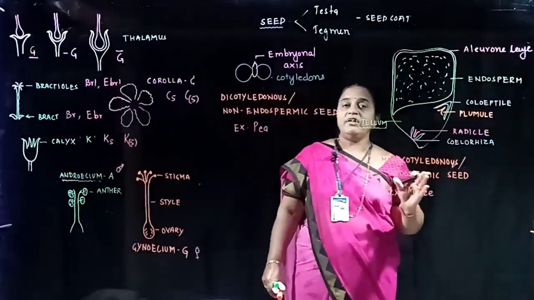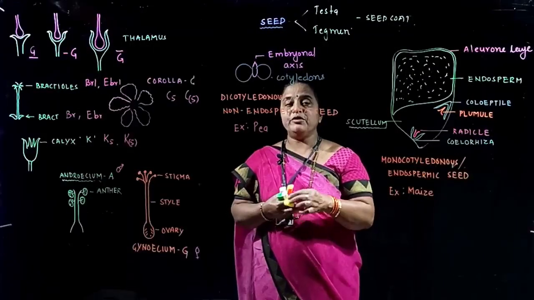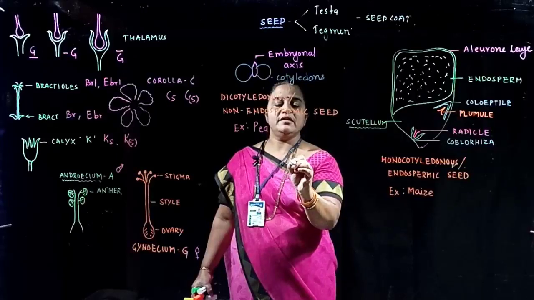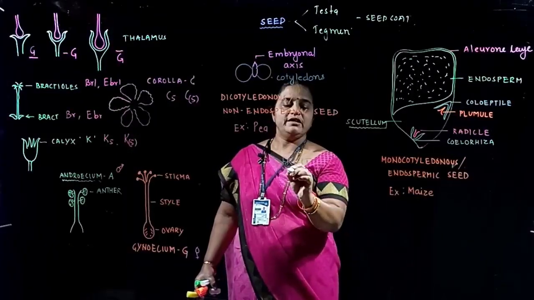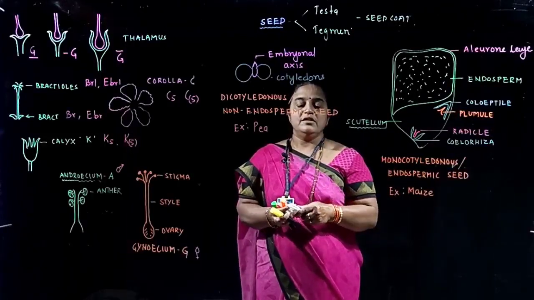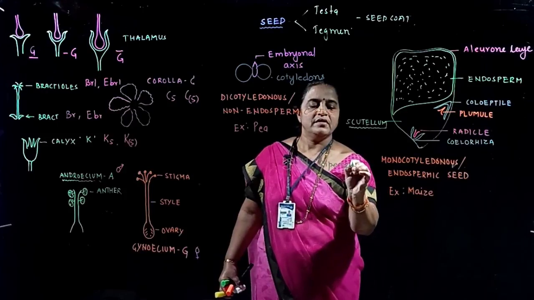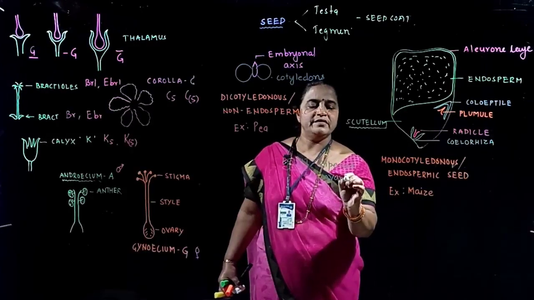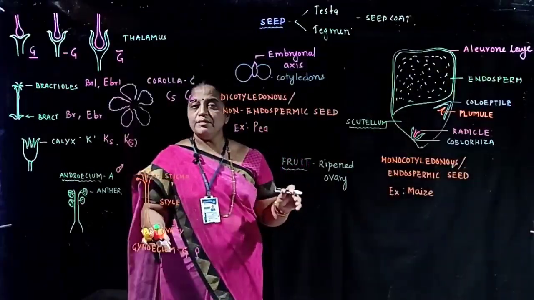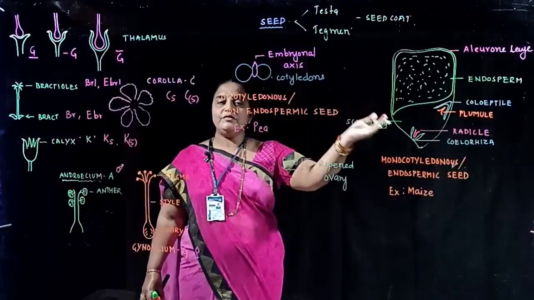Once the seeds are developed, the ovaries start developing into a fruit. Now, this is the last part of the topic. So when we say fruit, fruit is known as a ripened ovary or mature ovary. As a result of sexual reproduction, the ovary develops into fruit and the ovules develop into seeds. Seeds are of two types.